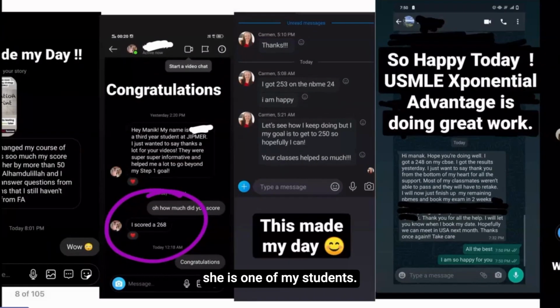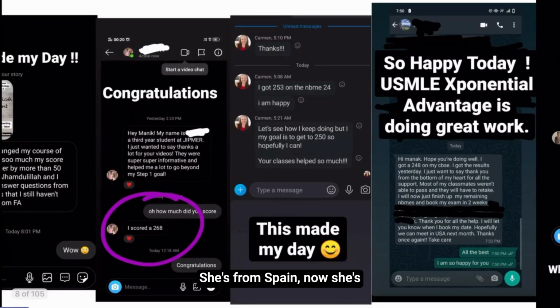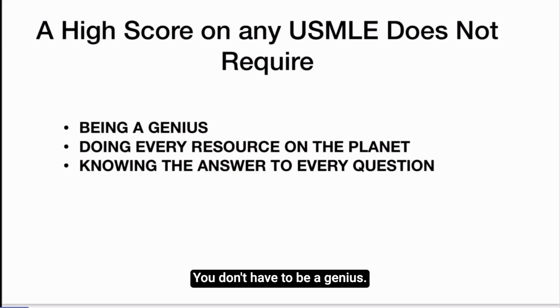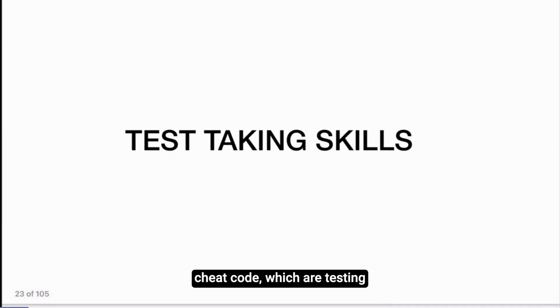This is Cameron. She is one of my students. She's from Spain. Now she's working in the US as a resident. She initially was failing on her NBMEs, but later on, after we got her trained in testing skills, her scores jumped by 50 points, which was crazy. You don't have to be a genius. You don't have to do every resource on the planet. You don't need to know the answer to every question. What you need is the ultimate cheat code, which are test taking skills.